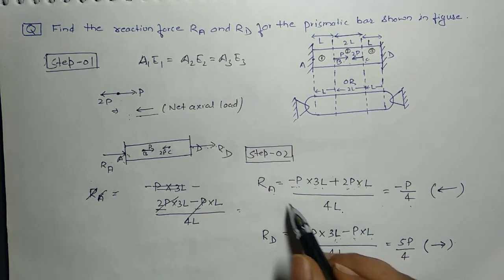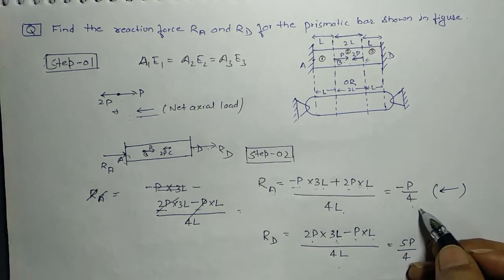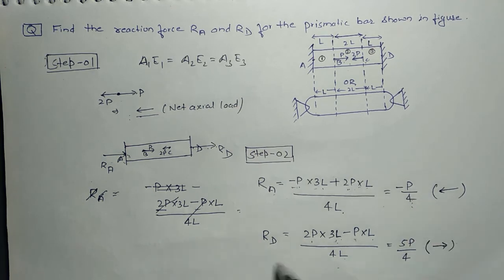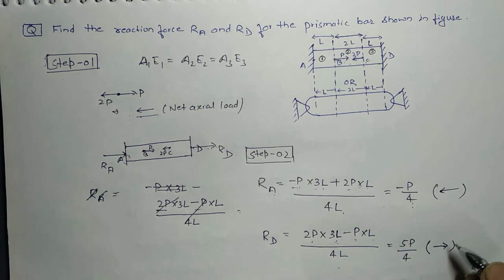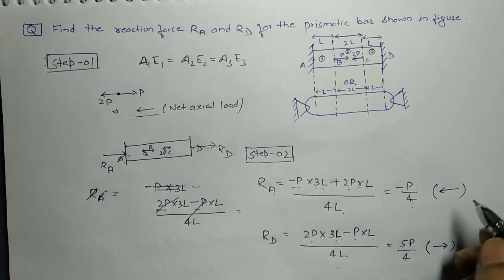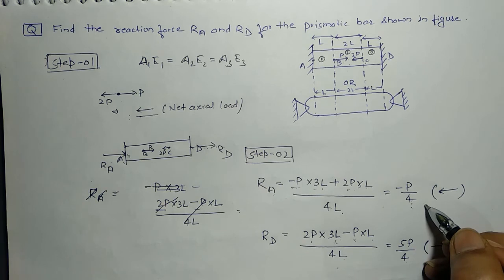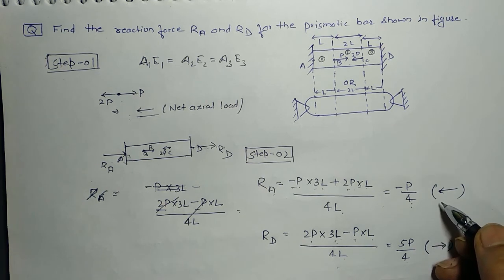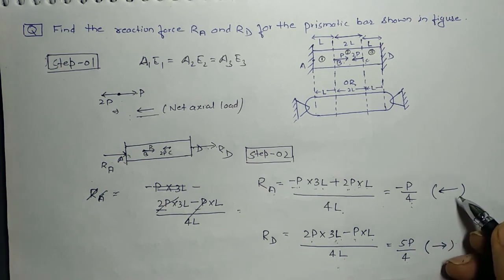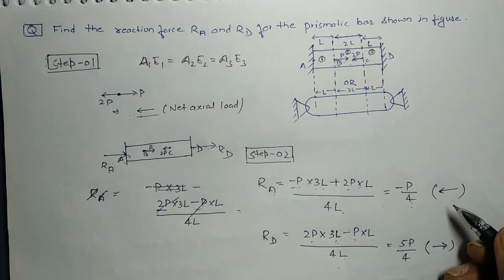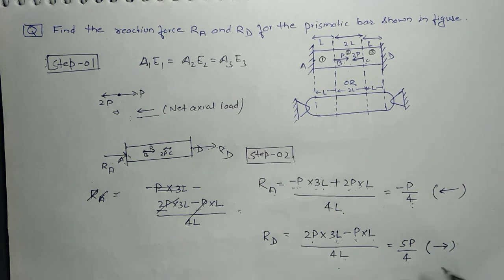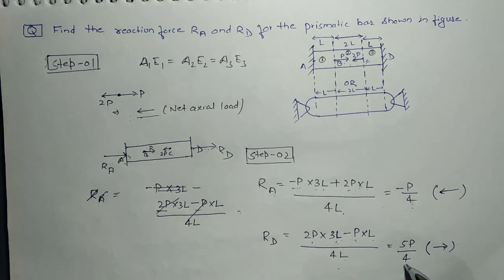Now here for RA, after calculation we get the answer as minus P by 4, and for RD we get 5P by 4. As we have studied in class 12, if the answer comes as minus, it means our assumed direction of reaction force is wrong and the actual direction is opposite to the assumed direction. And similarly here, since the answer is positive, our assumed direction is the same as the actual direction.